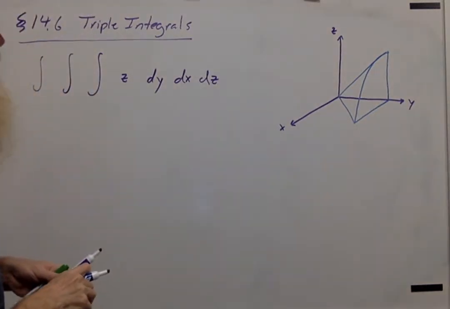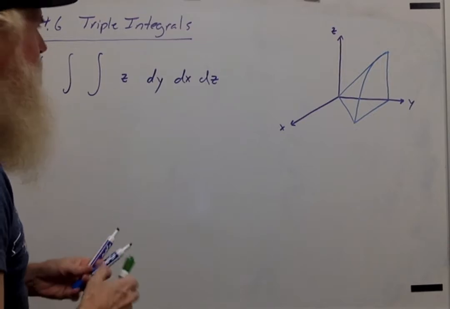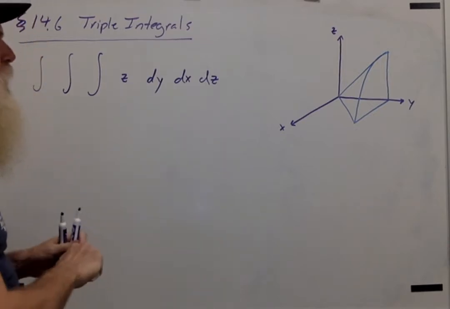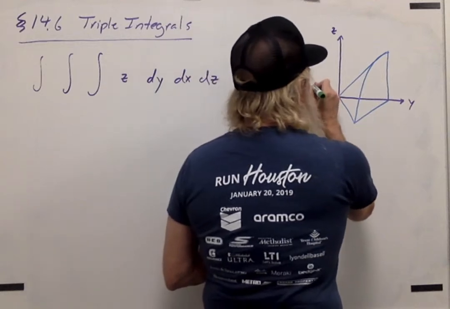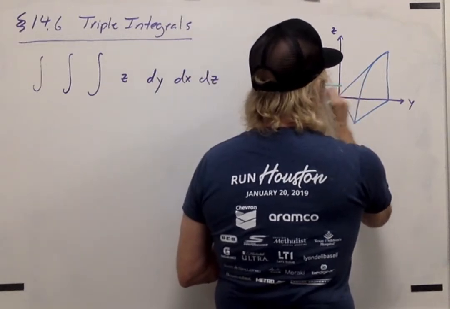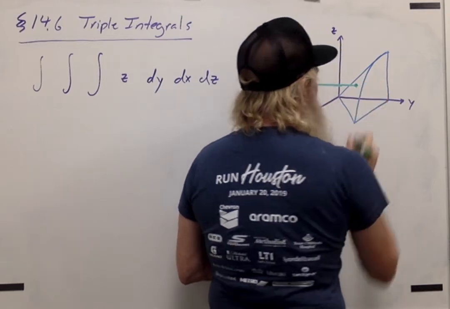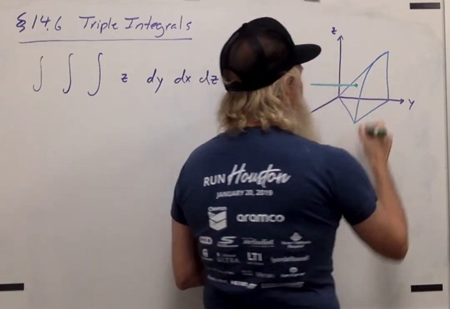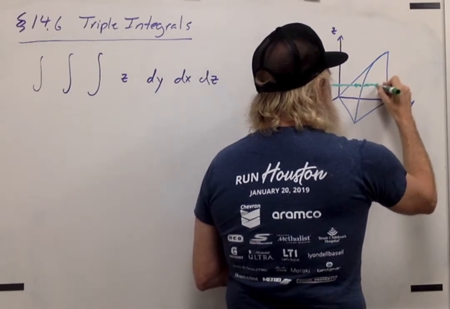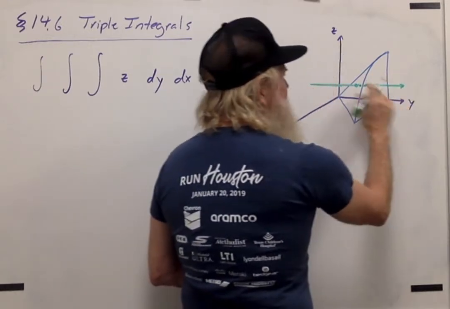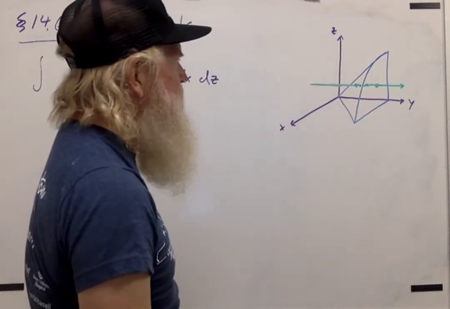Okay, so there's my solid. If I want to put the dy on the inside, then I want us to imagine drawing a line that comes in parallel to the y-axis. Notice that this time it's going to enter on the cone, continue on the inside, and exit on this plane, which is parallel to the xz plane.